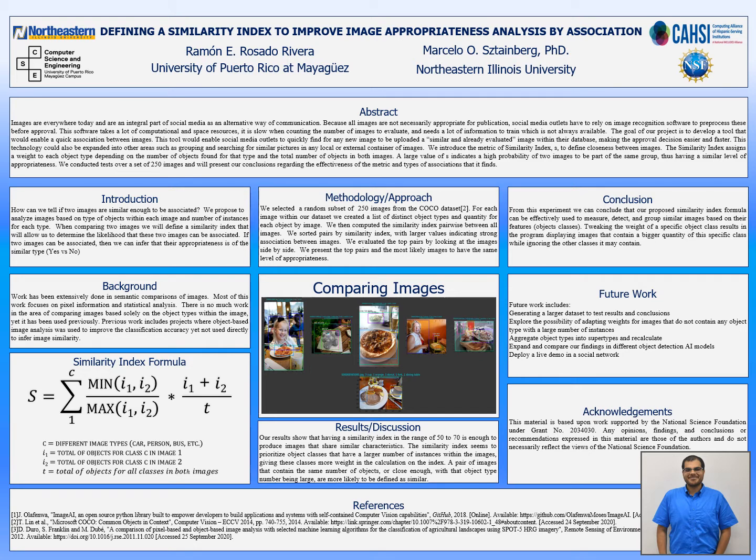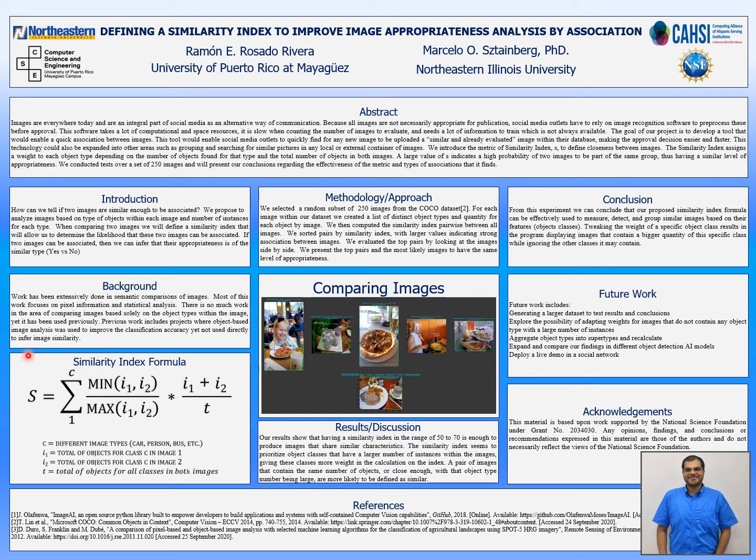Our goal in this project is to develop a tool that will enable a quick association between images based solely on the object type and the number of instances of each type a given image contains. We introduce a similarity index that, when comparing two images, will allow us to determine their similarity based on our goals. Currently, there is not much work done in the area of comparing images based solely on the image object type it contains.